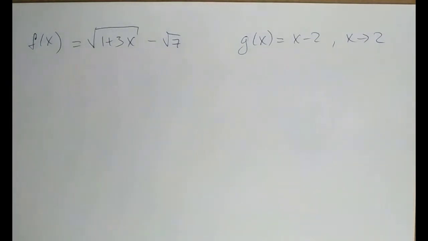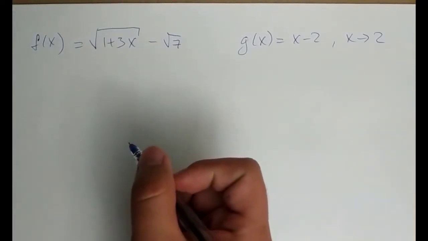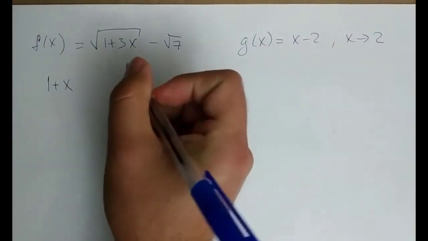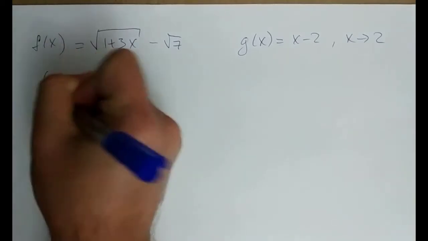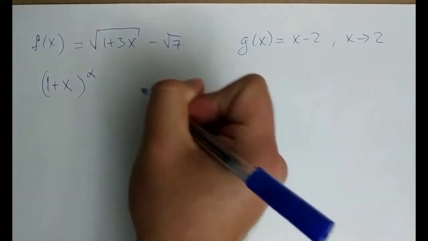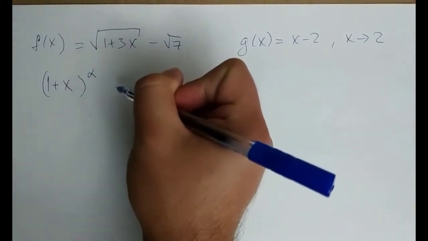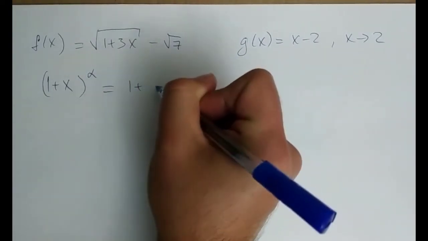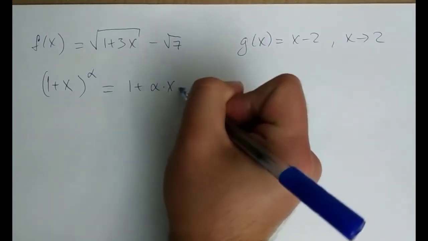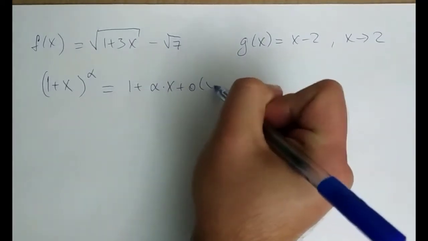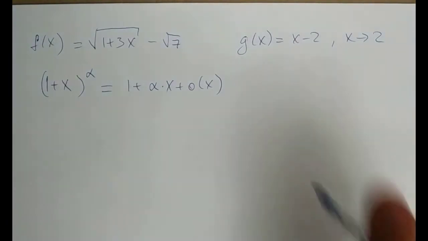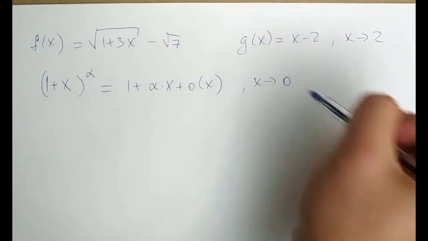So we can use this limit, this property. 1 plus x, if you remember, 1 plus x to the power of alpha. This is again the corollary of the second fundamental limit. It equals 1 plus alpha times x plus small o of x. So we will use this equation here, of course, as x tends to 0.